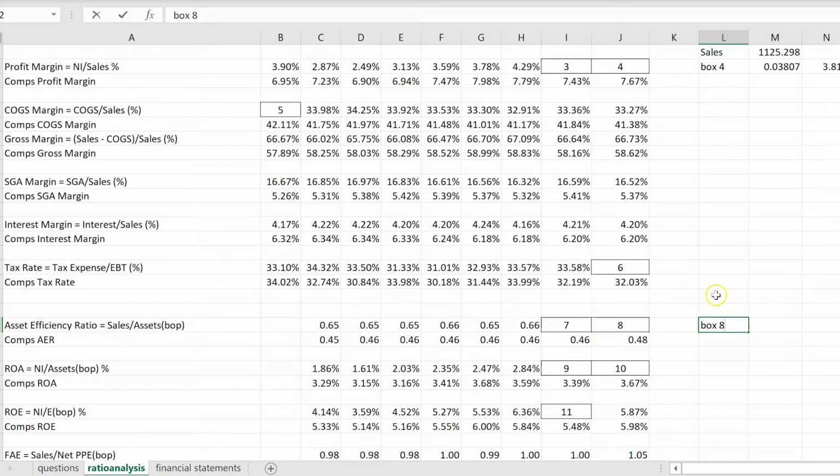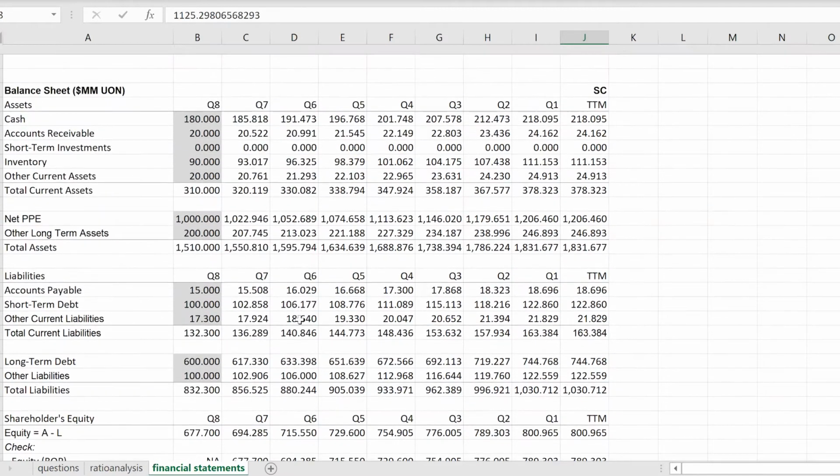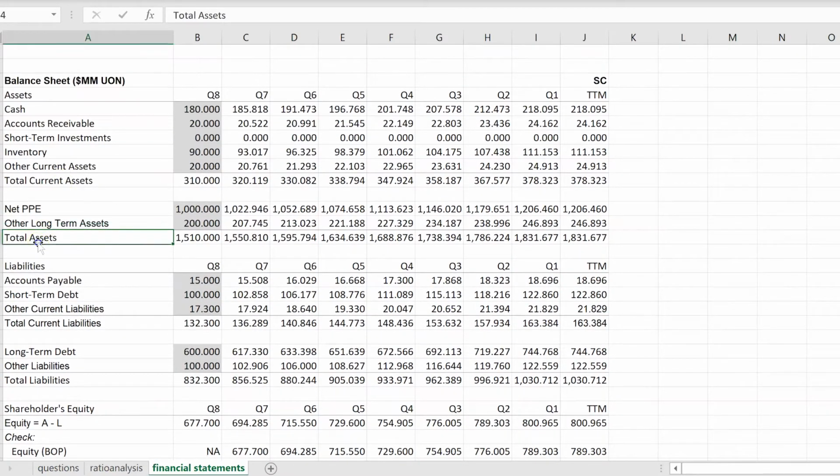All right, and to solve for box number 8, we need sales and assets beginning of period. All right, so we'll go ahead and actually just take sales from up here, put that down here, and then we'll go find what assets were at the beginning of the period. So we're going to have to go up to the balance sheet, assets, total assets, and the beginning of this 12 trailing months period is the exact same thing as saying the end of this period right here. So what we need to solve this problem is this Q5 number right down here.